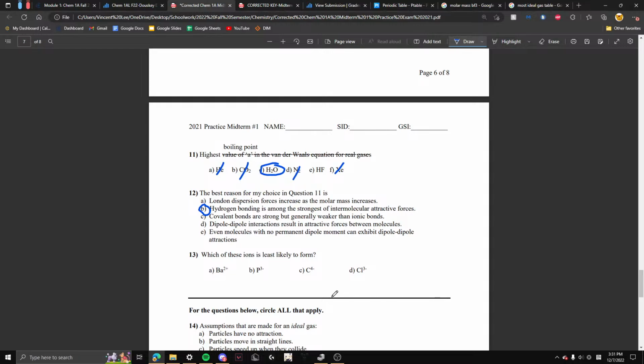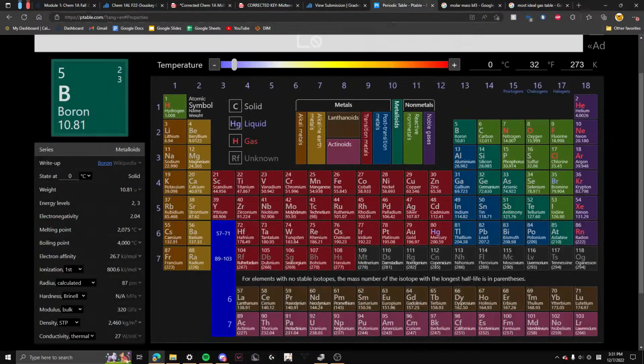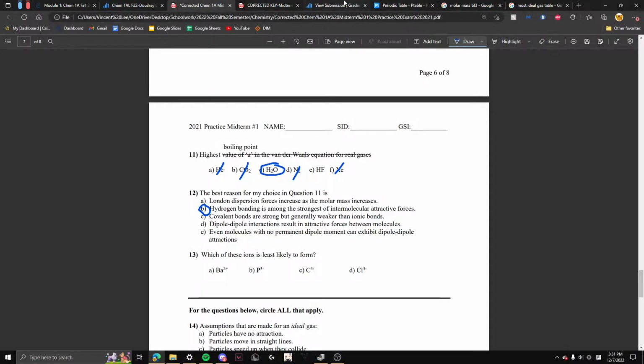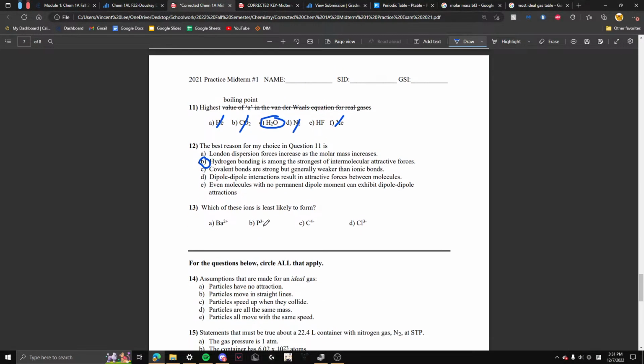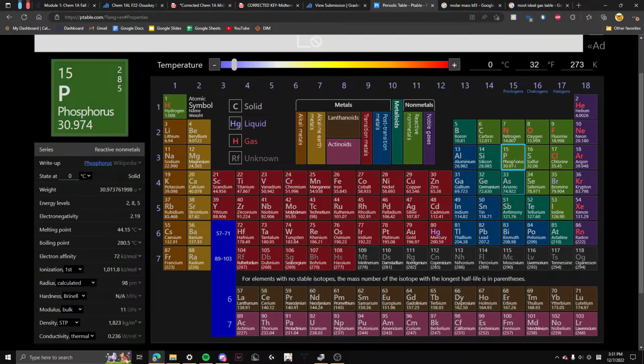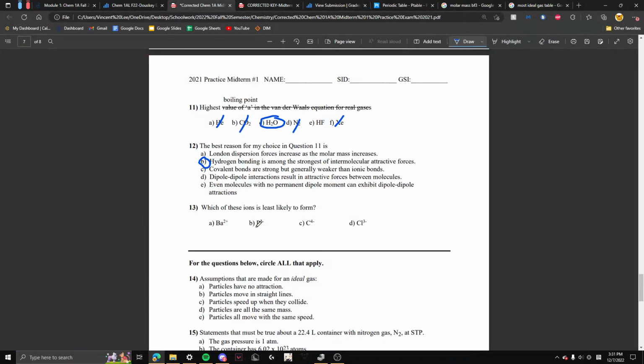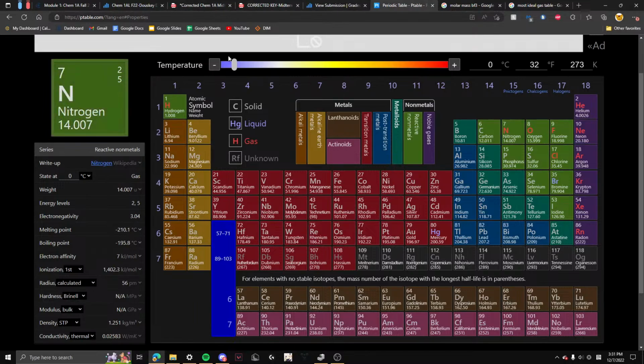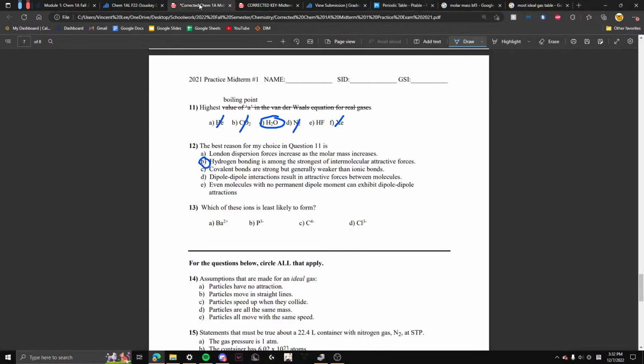Which of these ions is least likely to form? So Ba2 plus. That looks like a noble gas. That's good. And then P3 minus gains 3. Looks like a noble gas. That's good. And C4 minus. That will also look like a noble gas. That's good. So Cl3 minus is definitely not going to look like one. It's going to go past it and it'll look more like calcium, which is not happy with itself, so it's that one.